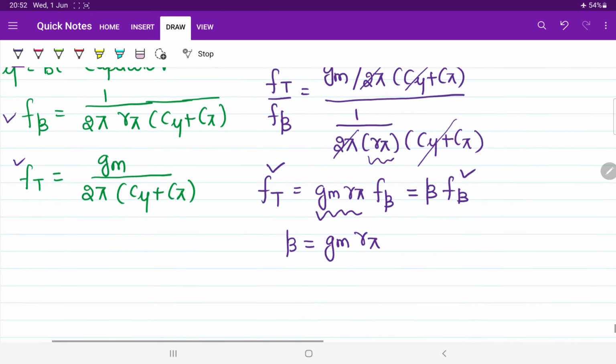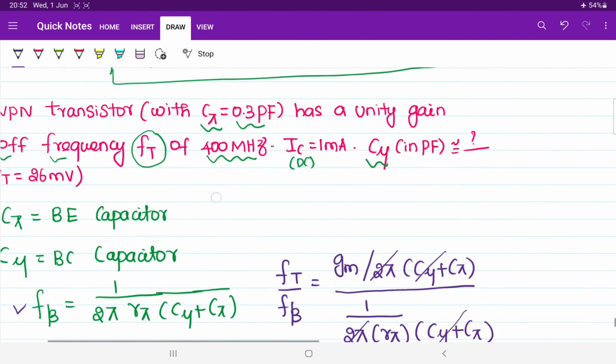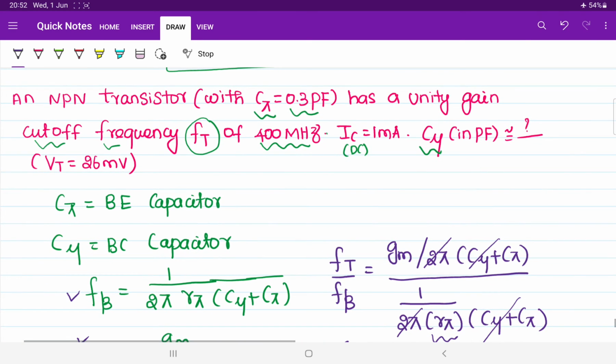That's all. Now go back to the question. Whatever the data that they have given, collect all the data, substitute in this expression, we will be getting the answer. Shall we start now?